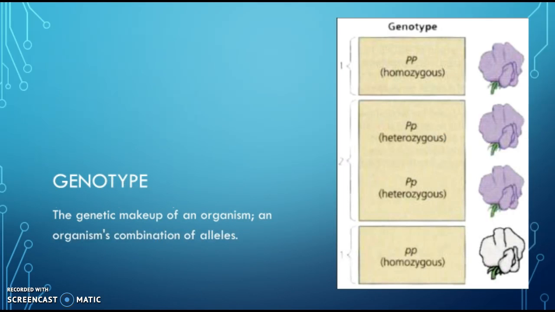Genotype. The genetic makeup of an organism's combination of alleles. On the right, the picture shows the genotypes, and they're indicated by either a capital P or a lowercase p.